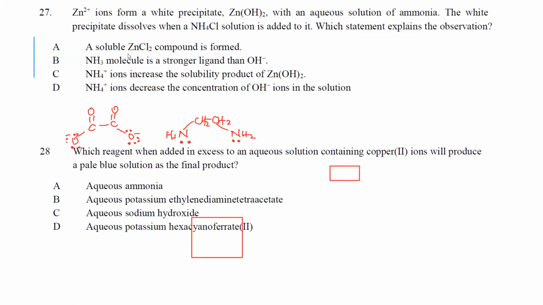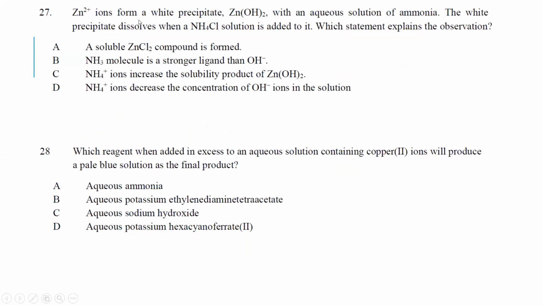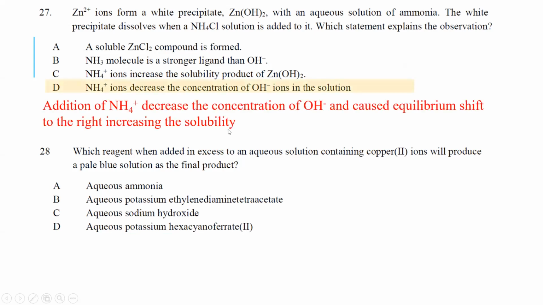Okay, then we go to question number 27. Zinc 2+ ion forms white precipitate Zn(OH)2 with aqueous solution of ammonia. The white precipitate dissolves if ammonium chloride is added to it. Which of the statements best explains these observations? Number one, a soluble ZnCl2 will form. So actually, the addition of the NH4+ decreases the concentration of the OH minus, because the NH4+ will react with the OH minus to form ammonia. This is a neutralization where it will form like this.